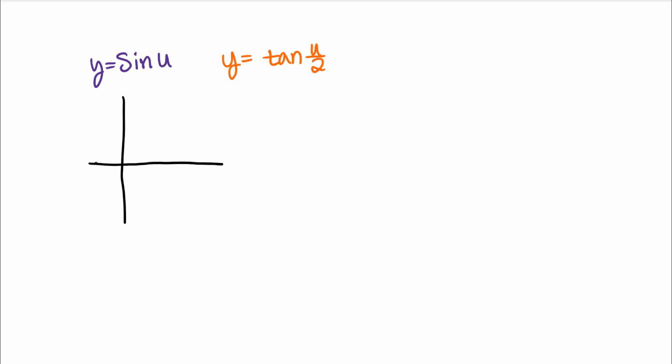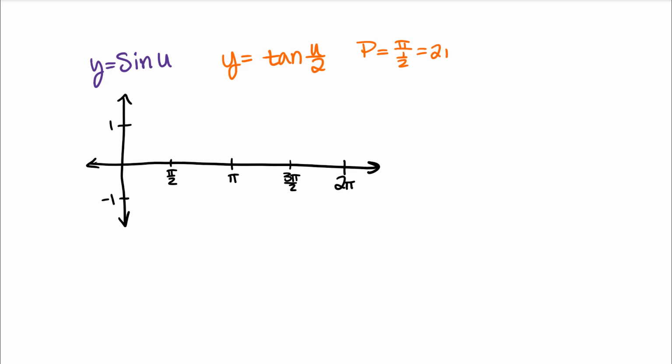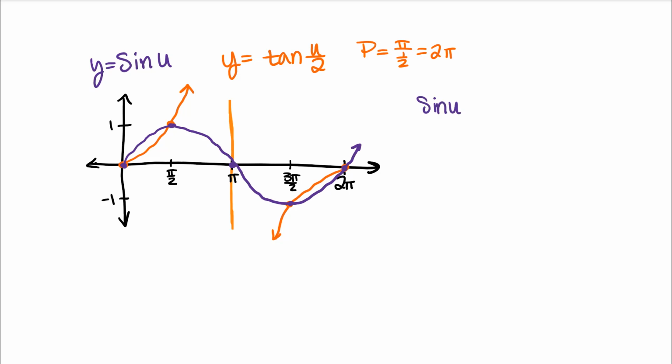But wait, the signs of sine u and tangent of u over 2 are actually always the same. Let me show you by drawing a quick sketch. Remember, tangent of u over 2 has a change in period. The new period would be pi over b, which is pi over 1/2, which is 2 pi. Hey, would you look at that? When sine is positive, tangent is positive. When sine is negative, tangent is negative.